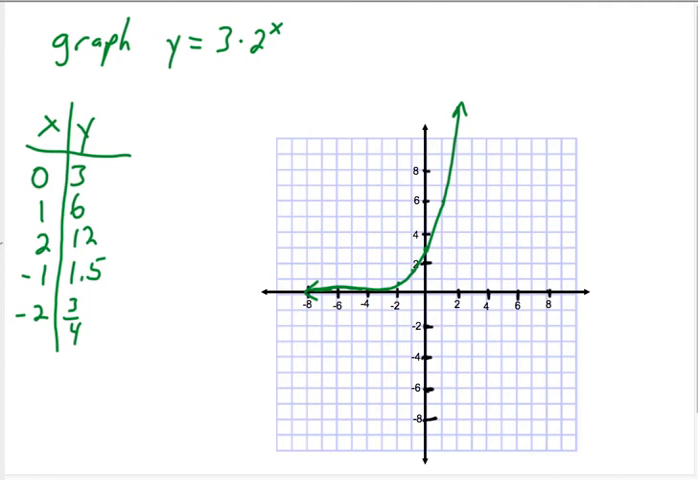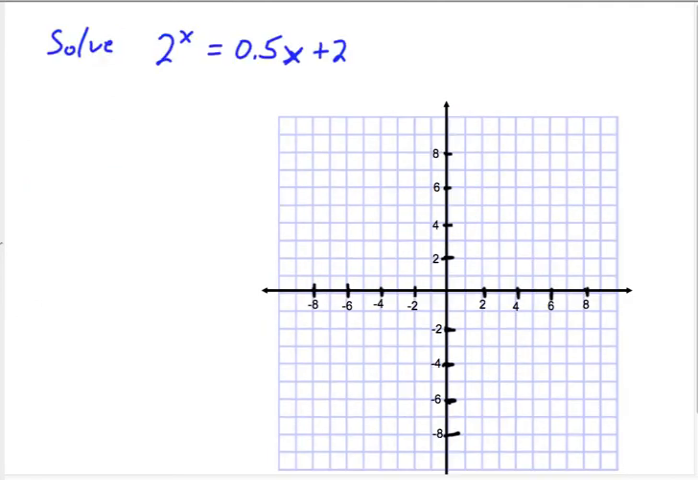All right, let's try another. So let's say we wanted to solve something that looks like this. Now we haven't learned to solve an equation where the variable is in the exponent, and so I'm going to teach you a tricky way to go about doing this. Let's say we were to make two equations. So let's say we make an equation y equals this side. And let's say we were also going to make an equation where y equals the other side.